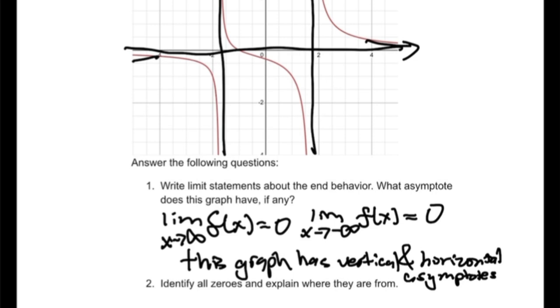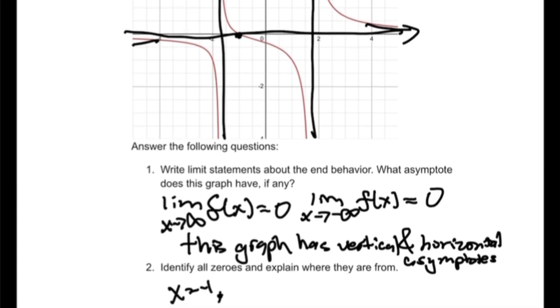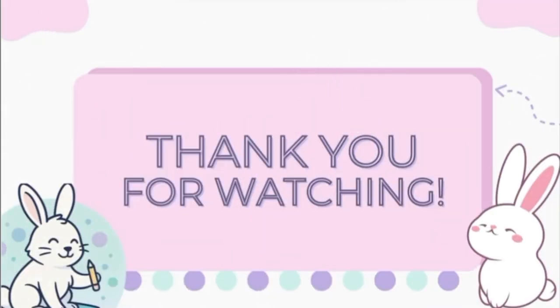Okay, and then next we need to identify all zeros and where they're from. So the zero is here, -1, and that's it. That's the only zero. And the zero is from the numerator, where it's the root of the numerator, and it's where the function crosses the x-axis.